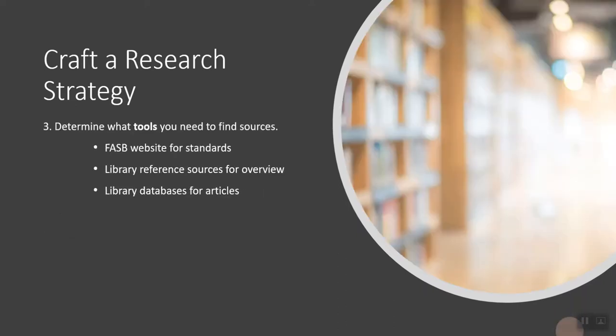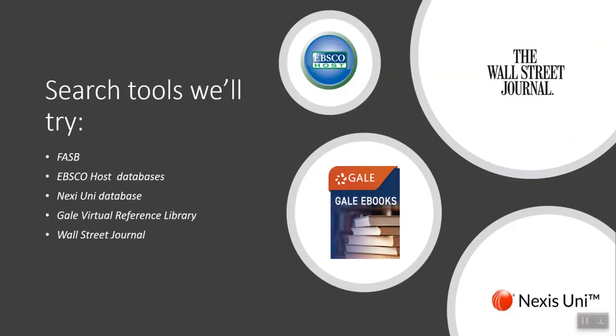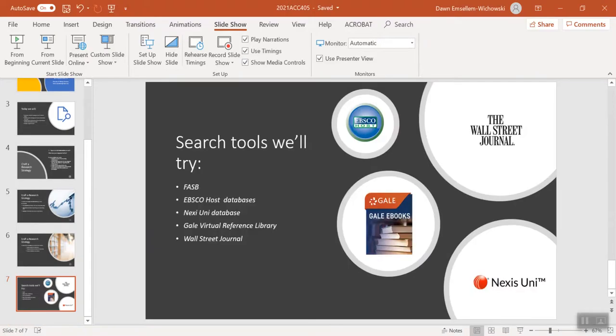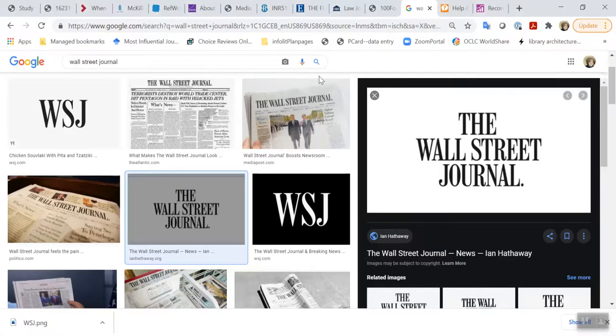So places you'll go, so tools. You're definitely going to want to look at the FASB website, and then we're going to be looking at some library reference sources and library databases where you're going to find your analysis. These are the search tools we'll use: EBSCO, our Gale ebooks, Nexis Uni, and the Wall Street Journal. So with that, let's hop on over to the library homepage.